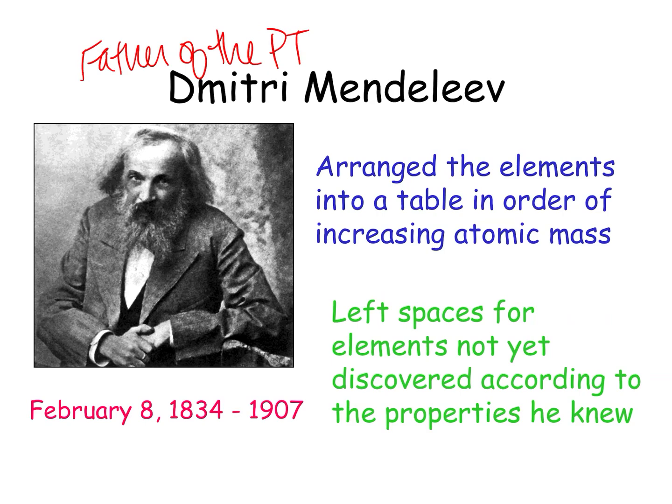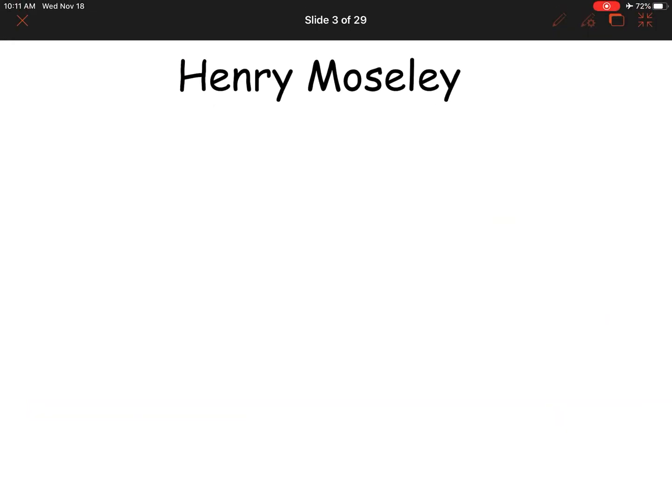And sure enough, years later, scientists were able to find these elements and put them in the right spots. So you might notice that our current periodic table is not arranged by atomic mass, although it does increase. It's not the way we arrange our current periodic table.